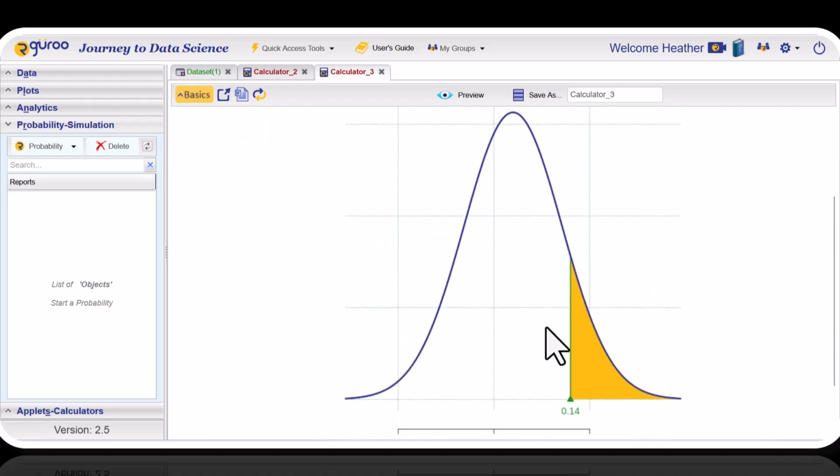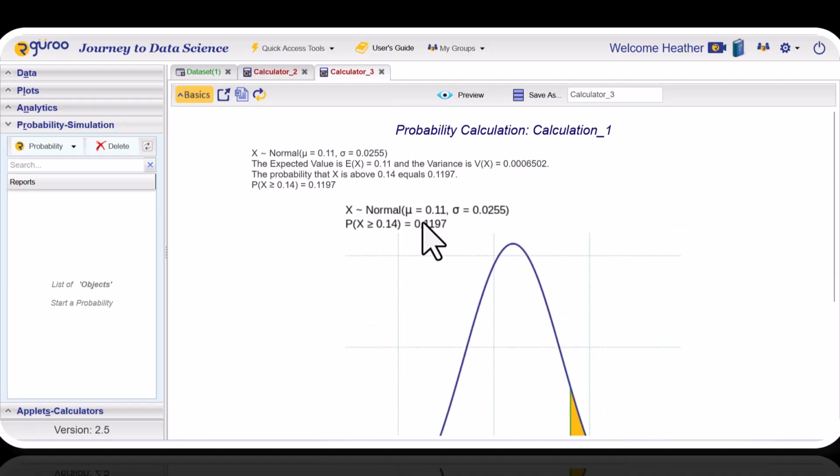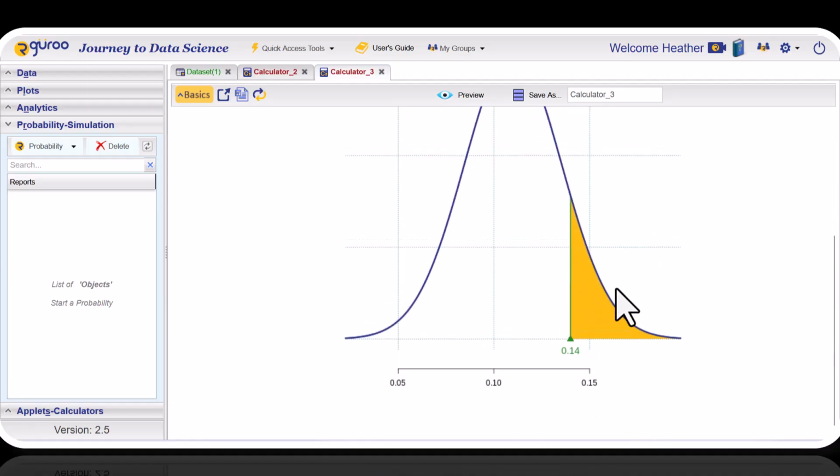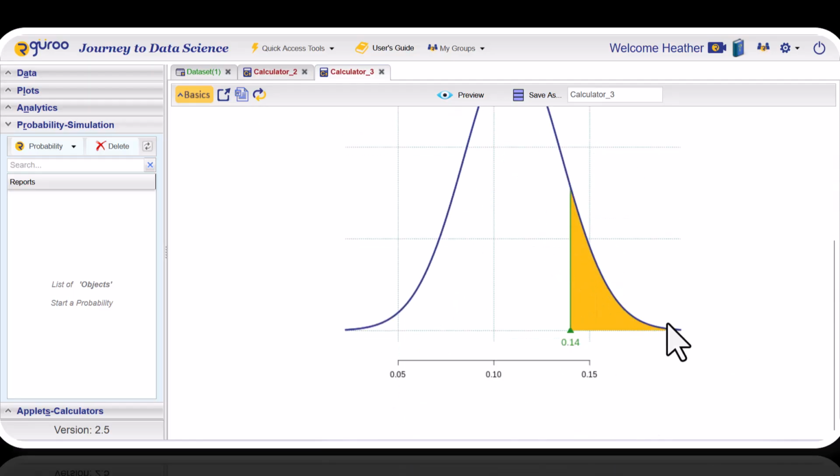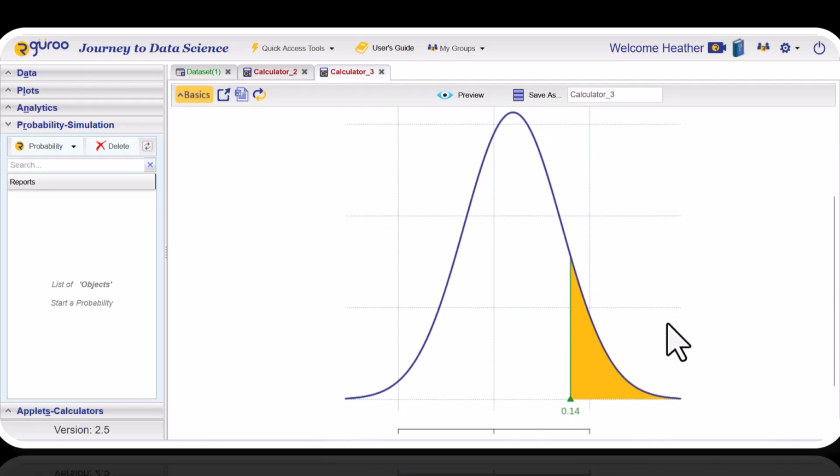And as you can see, the shaded region, the area under the curve, is 0.1197, which is about 12%. So there's about a 12% probability that if you have a sample of 150 randomly selected people, that more than 14% of those people will be left-handed.